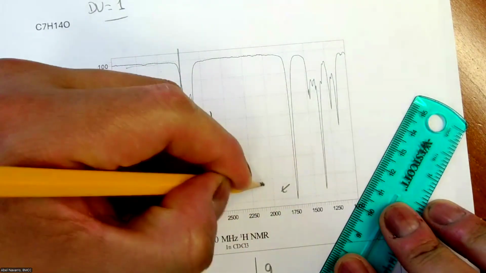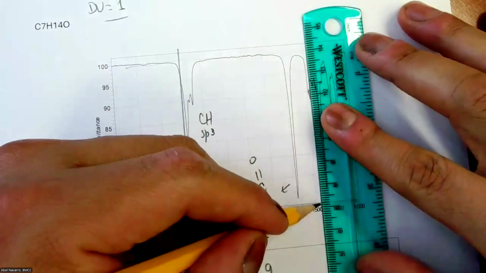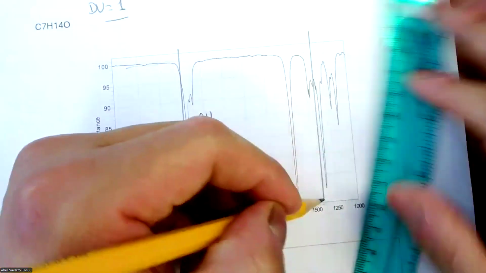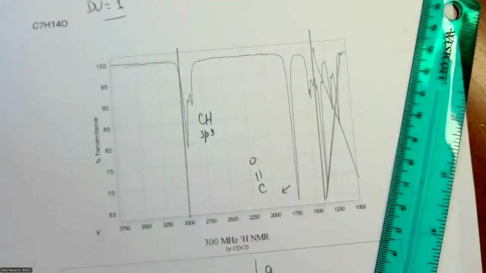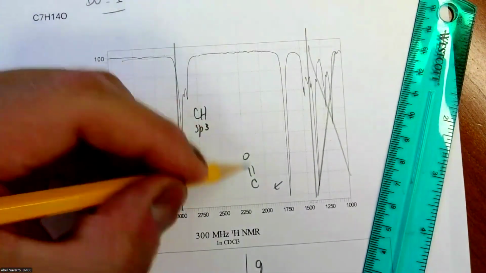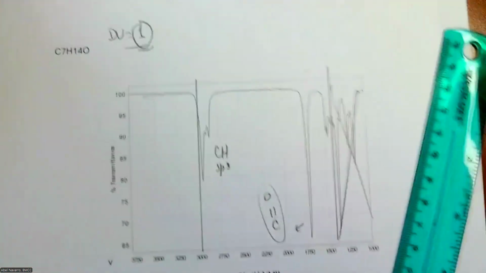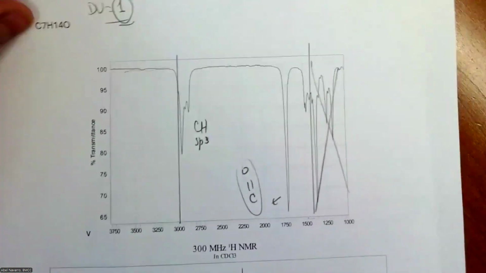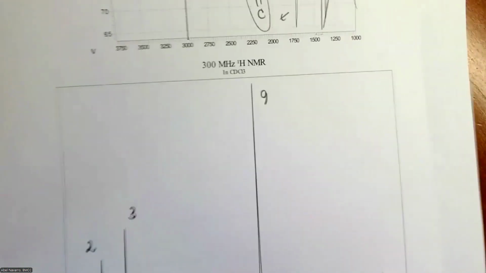1720, that's a C double O. Below 1400 is the fingerprint region, I don't need it. That's really all I see: the C double O and the CH sp3. So at least I know that my single DU is a C double O. That's good news.